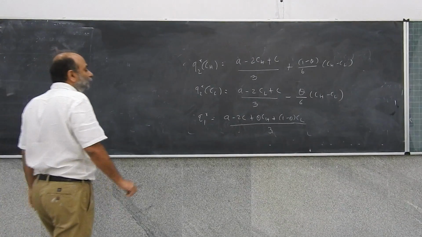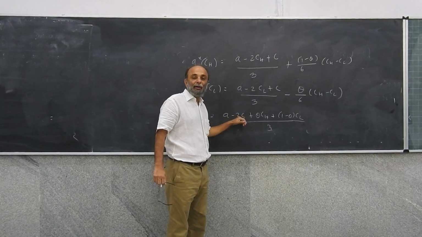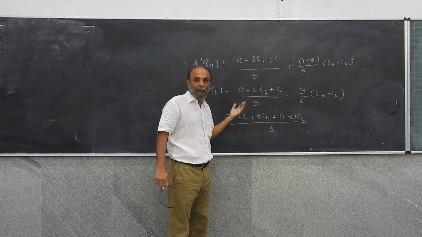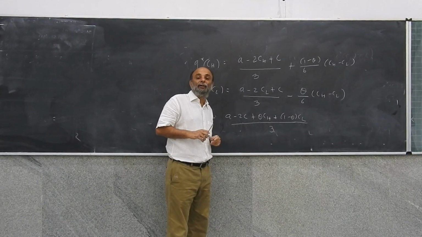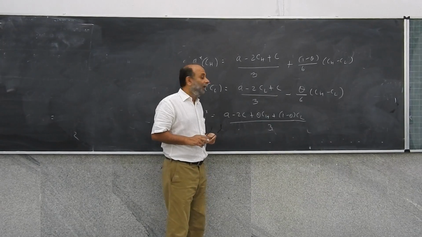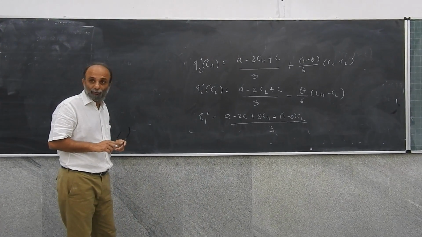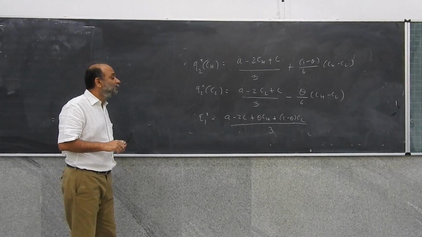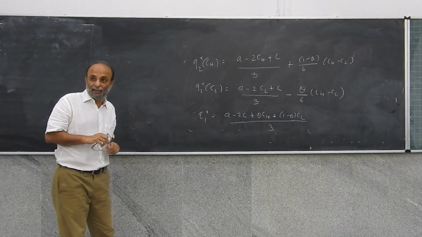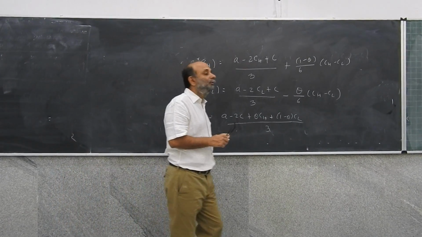First, what was Q1 in the previous case? It would have been, so C1 and C2 it would have been. So it was A minus 2C1 plus C2 upon 3. Right? Now it is no longer that, but it is A minus 2C plus theta CH plus 1 minus theta CL upon 3. So how is this different from the previous one?